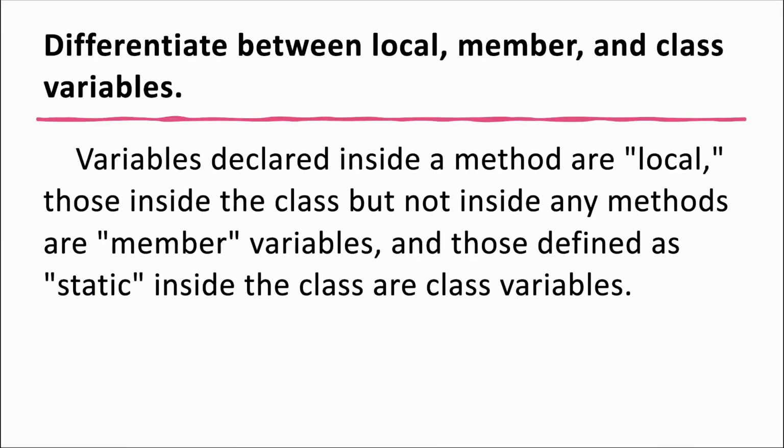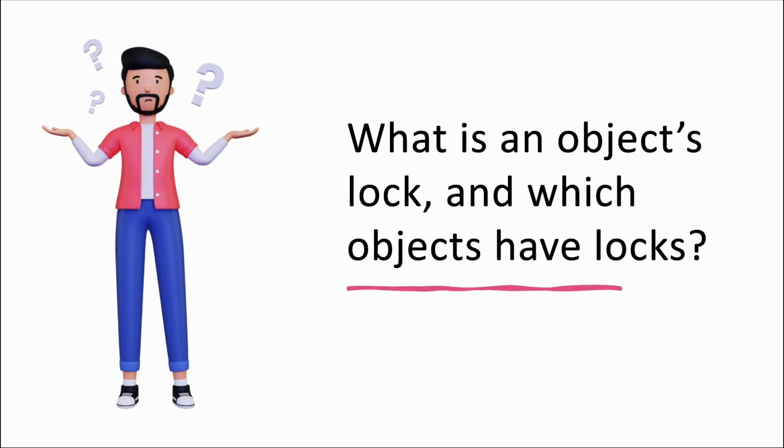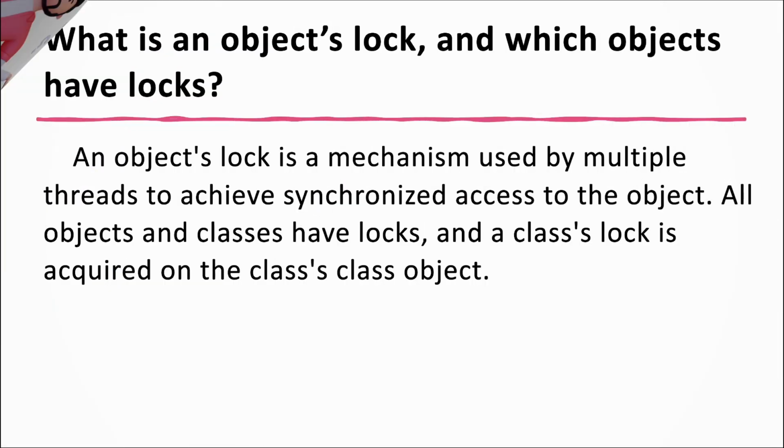Next question is, differentiate between local, member, and class variables. An answer is, variables declared inside a method are local, those inside the class but not inside any methods are member variables, and those defined as static inside the class are class variables. Next question is, what is an object's lock and which objects have locks? Answer is, an object's lock is a mechanism used by multiple threads to achieve synchronized access to the object. All objects and classes have locks, and a class's lock is acquired on the class's Class object.